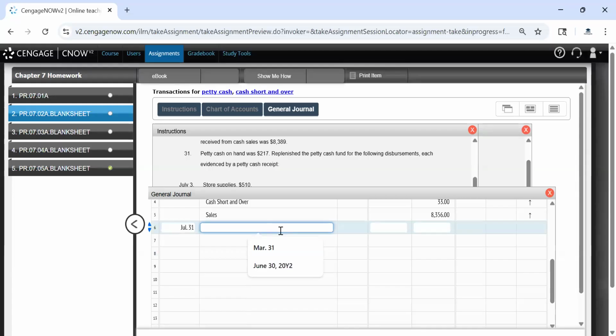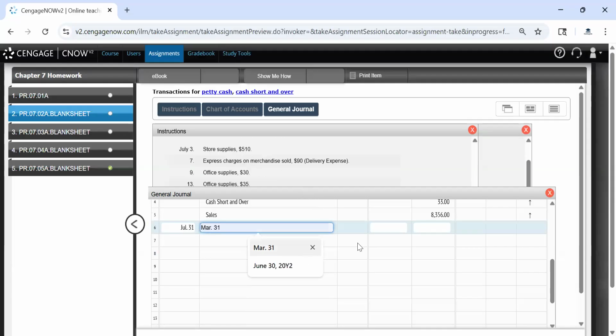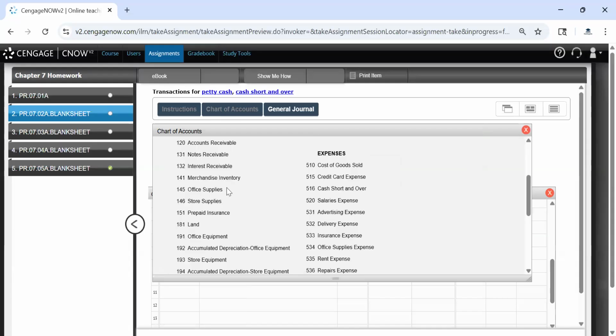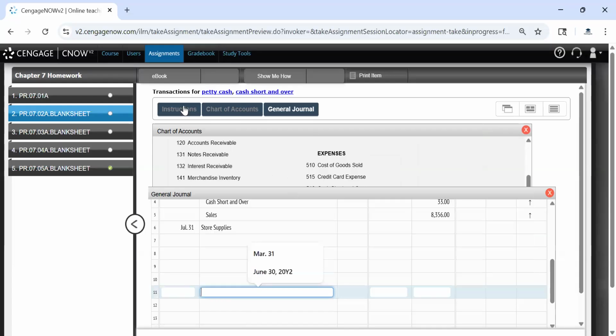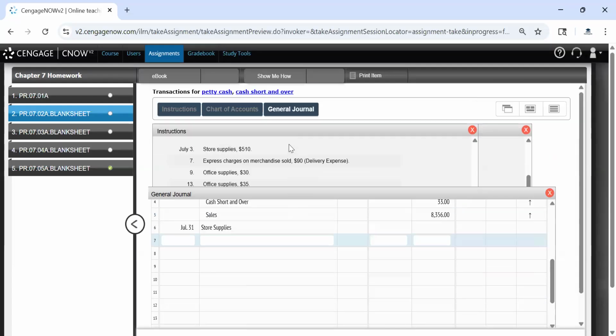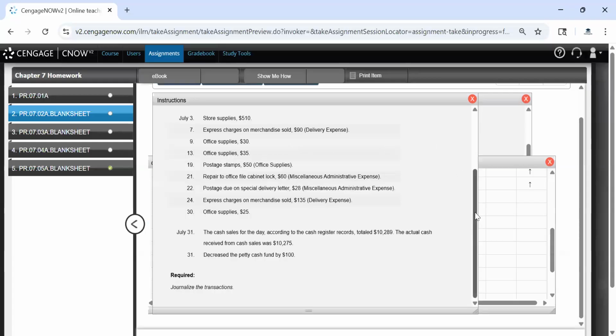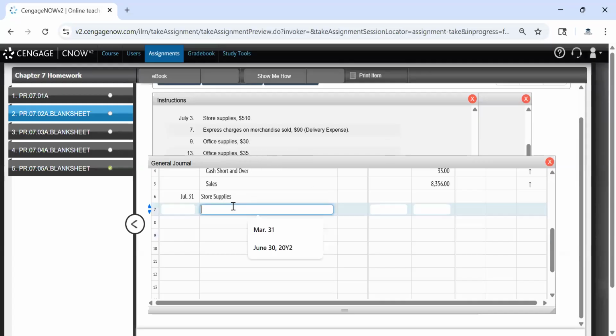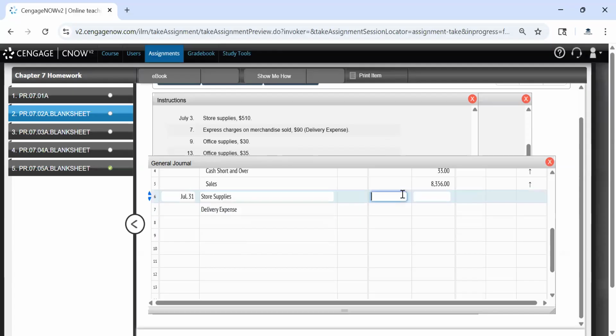We have to record each of these as an increase to it. So store supplies, that increases our supplies asset. And in our chart of accounts, we do have a specific asset for store supplies. We have office supplies. We have delivery expense. So first we have store supplies. Our store supplies debit $510.